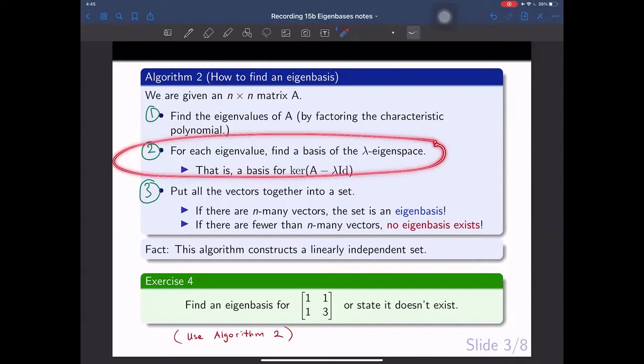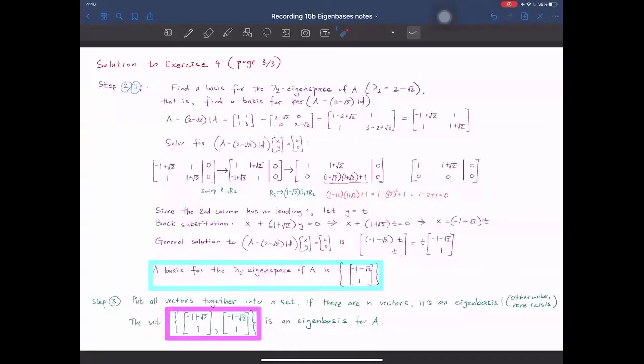If there are the same number of vectors as the width of the matrix, then that set is an eigenbasis. Otherwise, the matrix has no eigenbasis. So I take the two vectors from step 2. There are 2 of them, and the width of the matrix is 2. So this set is an eigenbasis for A.